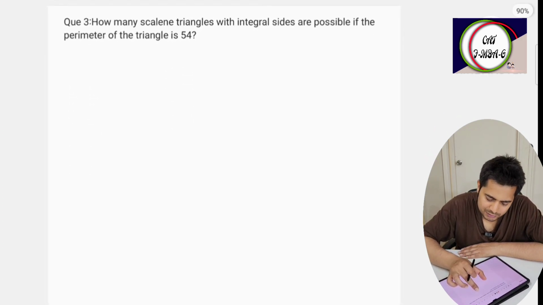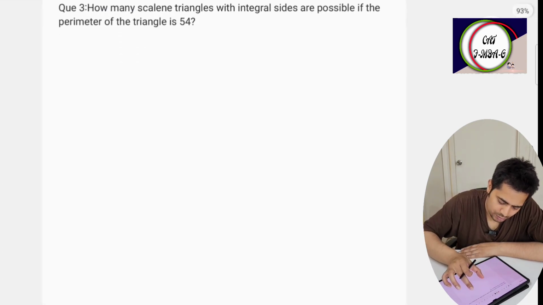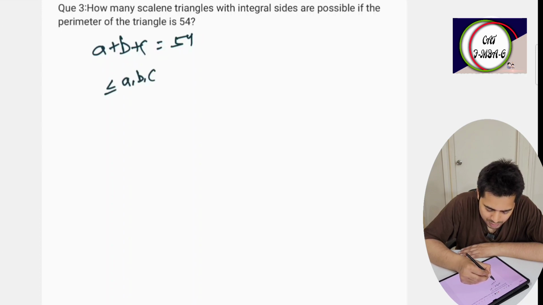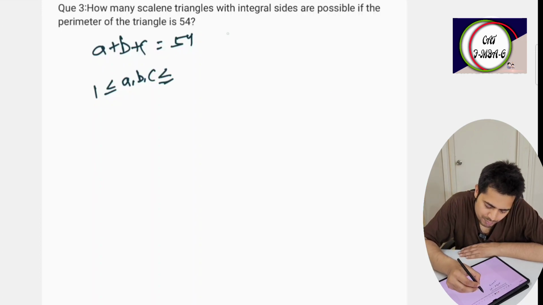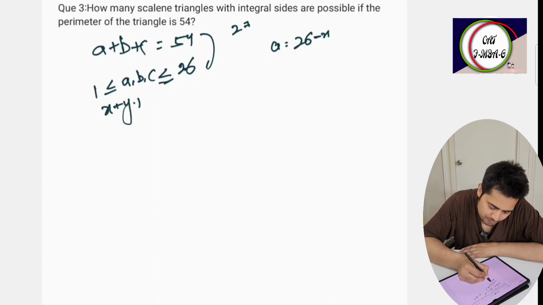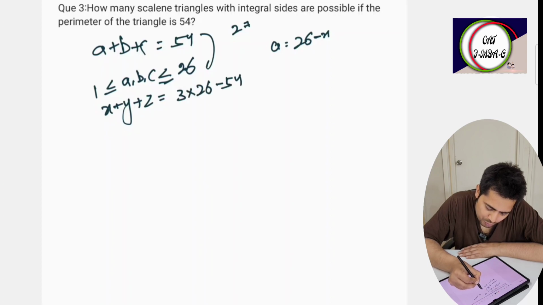Here we have to find scalene triangles. How many scalene triangles with integral sides are possible? Same approach. A plus B plus C is equal to 54. A, B and C lie between 1 and the semi-perimeter, which is 27. So 26, the difference is huge. So A is equal to 26 minus x. So x plus y plus z is equal to 3 into 26 minus 54.